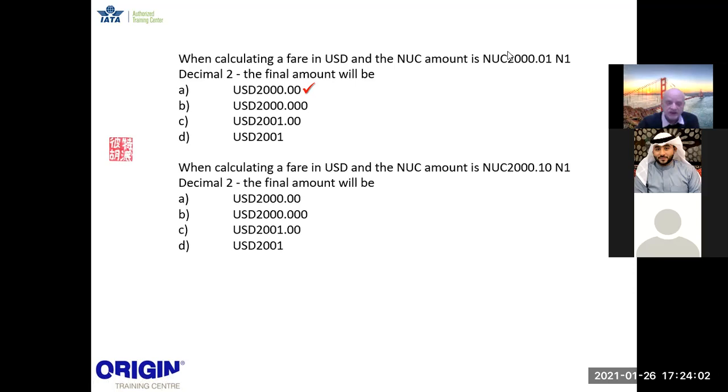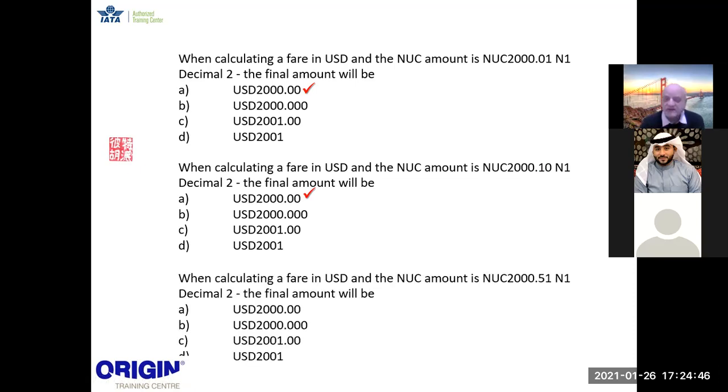Right, when calculating a fare in USD and the NUC amount is 2000.1, nearest 1.2, what would the final answer be? Right, so we've got 2000.1. A, the same. It's still A, yeah? But they put these two questions in a row, 0.01, 0.10, because they're trying to make you think, hang on, it must be two different answers. No, it's not. So the exams are sneaky as well, okay?